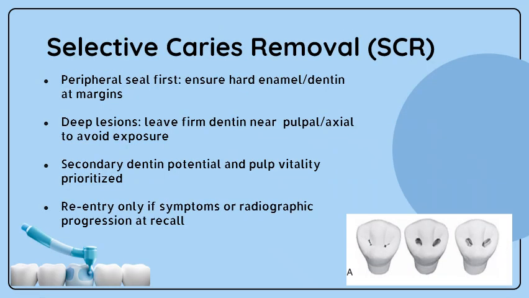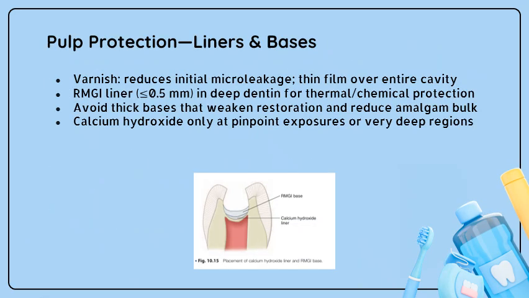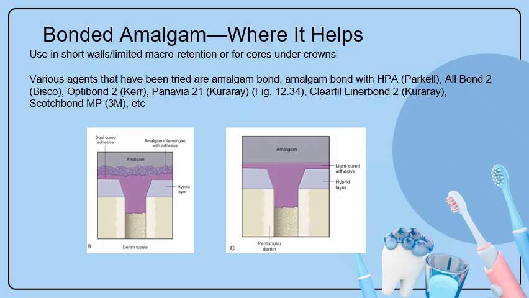So let's not forget about the selective caries removal. Instead of chasing every stain, the priority is sealing the periphery with sound enamel and dentin while leaving a firm dentin near the pulp to maintain its vitality. Pulp protection has also become more refined. A thin resin-modified GIC liner is preferred in deep areas, while thicker bases can often weaken the amalgam and are avoided. Calcium hydroxide is reserved for the pinpoint exposure.